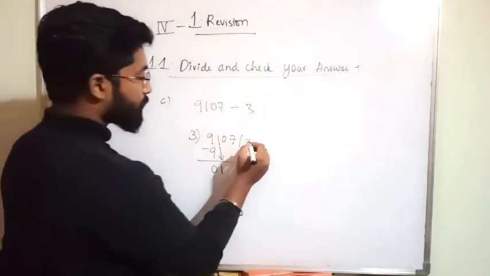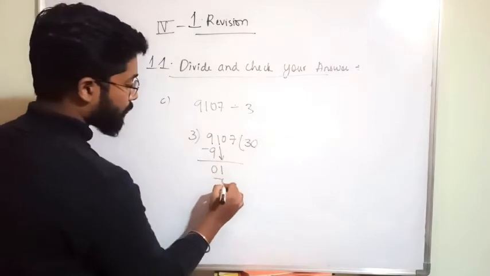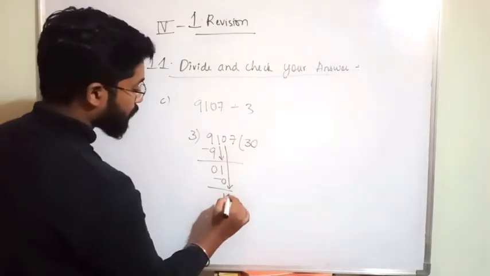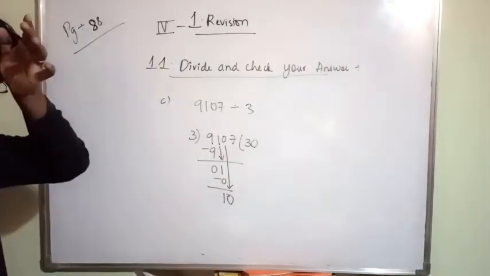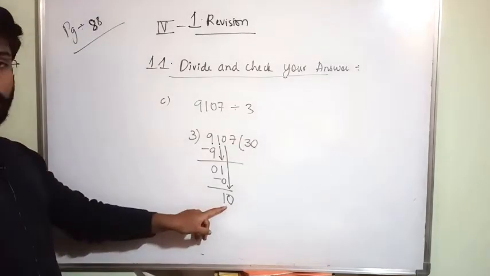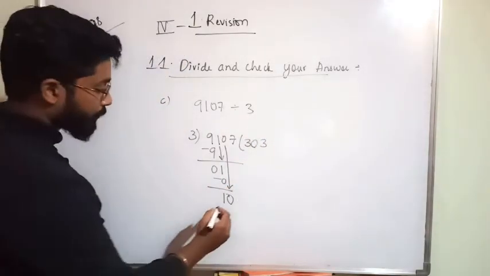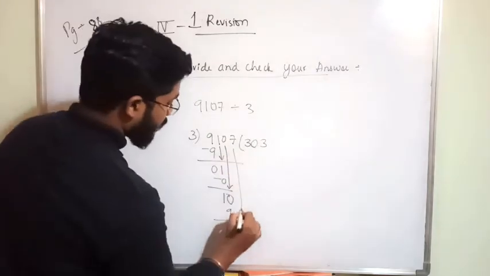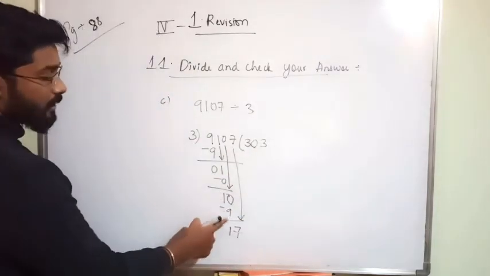So that's why keep 0. 3 zeros are 0. Again you will get 1. Next, bring down this 0. In the 3 table will you get 10? No, but you will get 9, which is very near to 10. So 3 3s are 9. You will get 1 here. 10 minus 9 is 1.